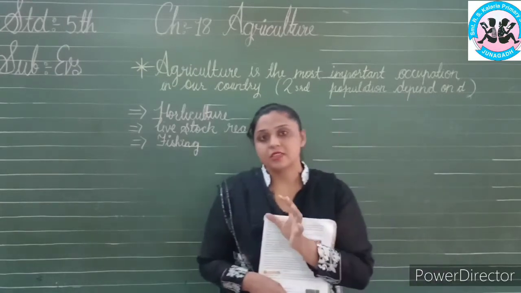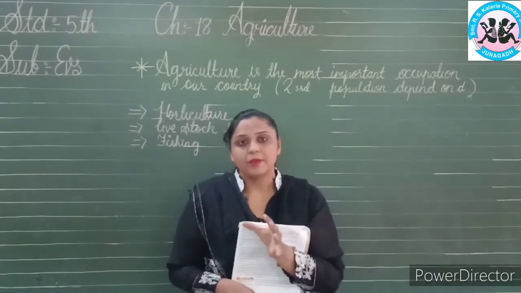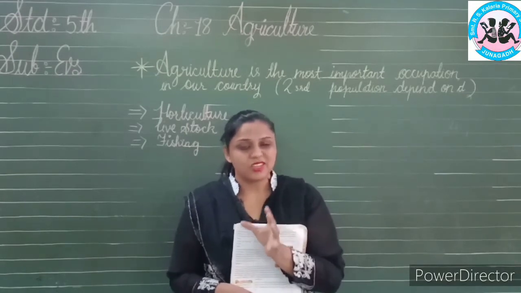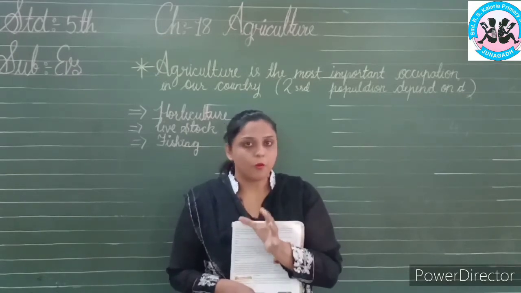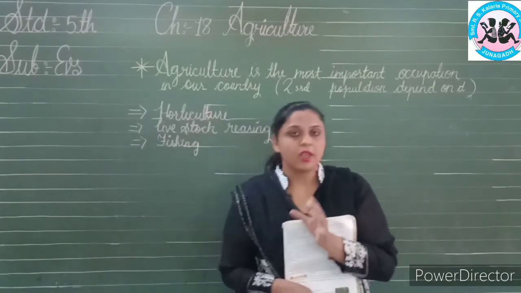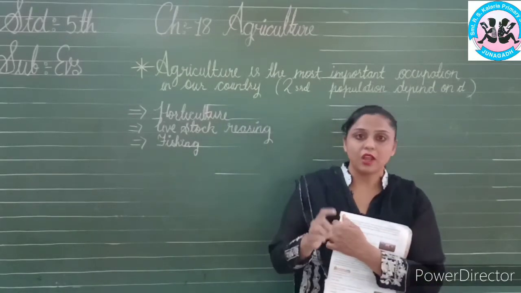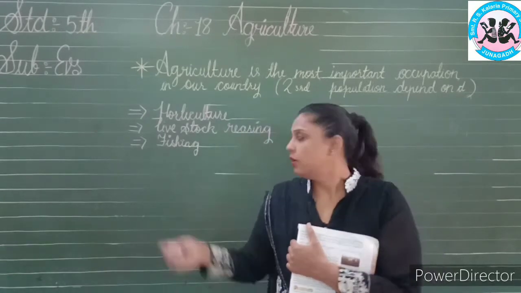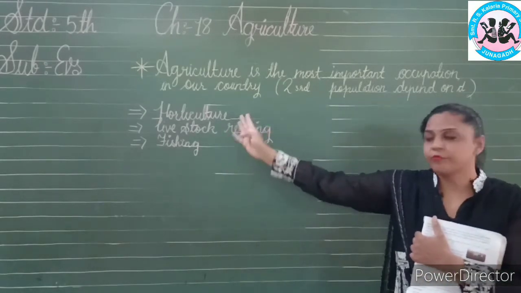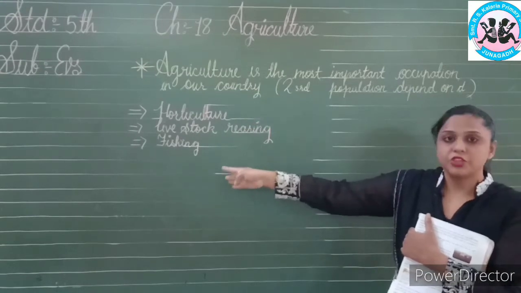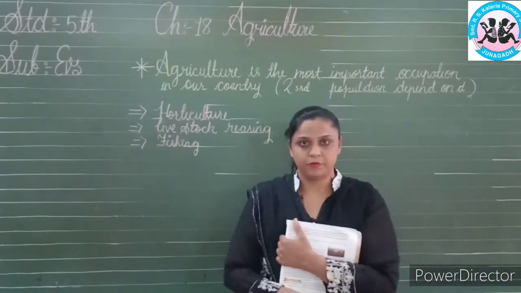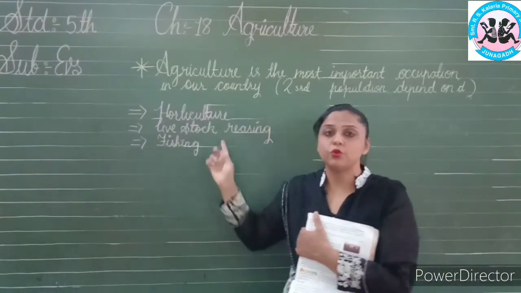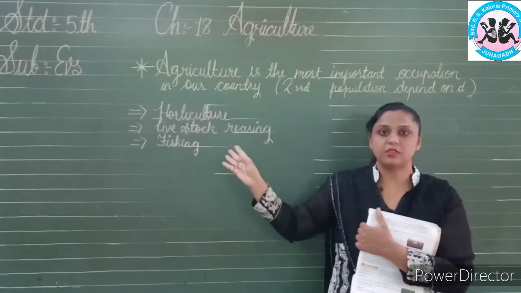Nearly 2/3 of our Indian population is dependent on agriculture. So what are those things which come under agriculture? So here it is: horticulture, livestock rearing, fishing, and one more thing, farming. Here we have to study and discuss this in detail.